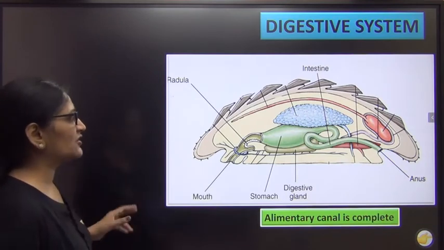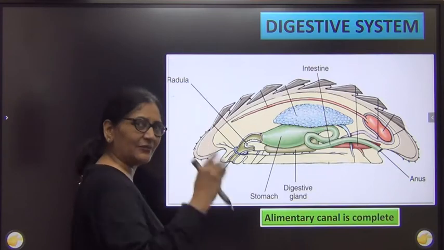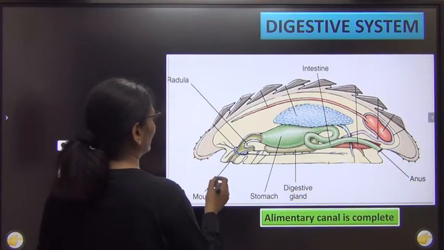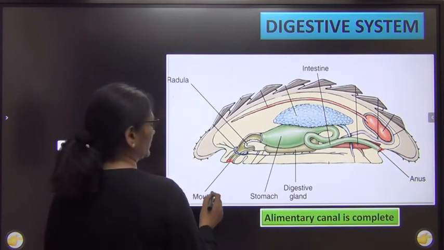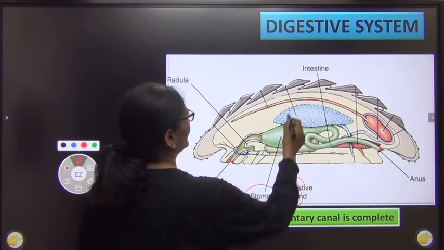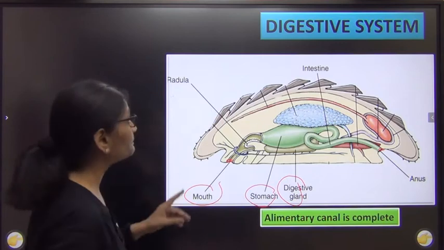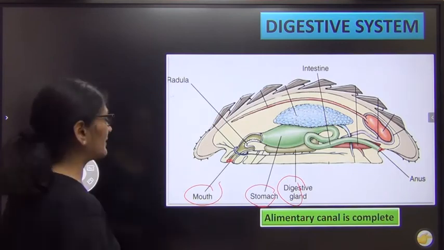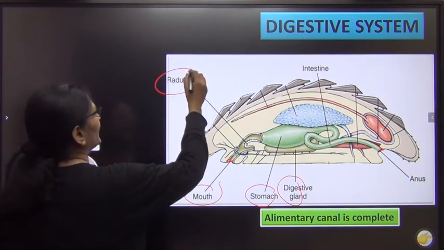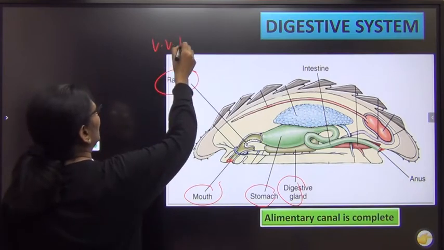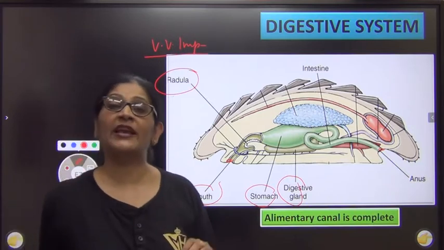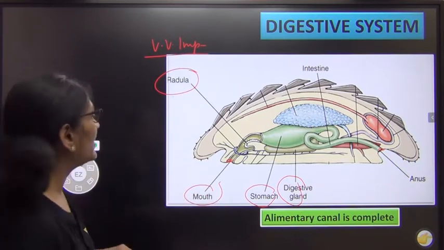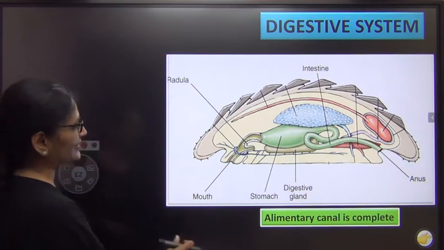The digestive system, you know that it is complete. ये तो aschelminthes के बाद ही complete हो गया. That means there is a fixed mouth and a fixed anus, and in between it is distinguished into mouth, stomach, digestive glands, intestine, etc. But इसके digestive system में एक interesting चीज हम आपको बताएंगे, radula. It's a very important question for your school exam. आपकी स्कूल की टीचर पूछेगी what is this radula. I'll show you that in my next diagram.